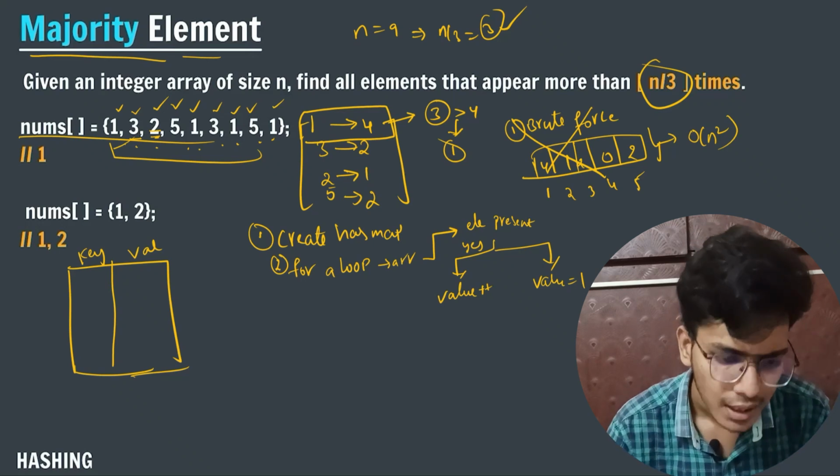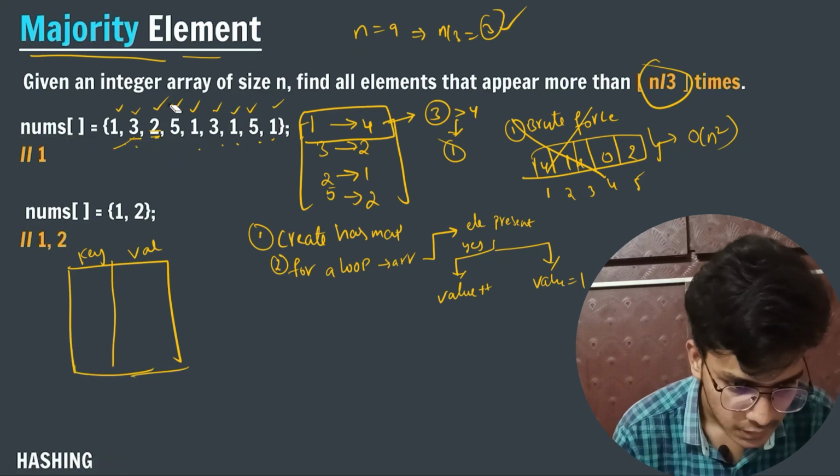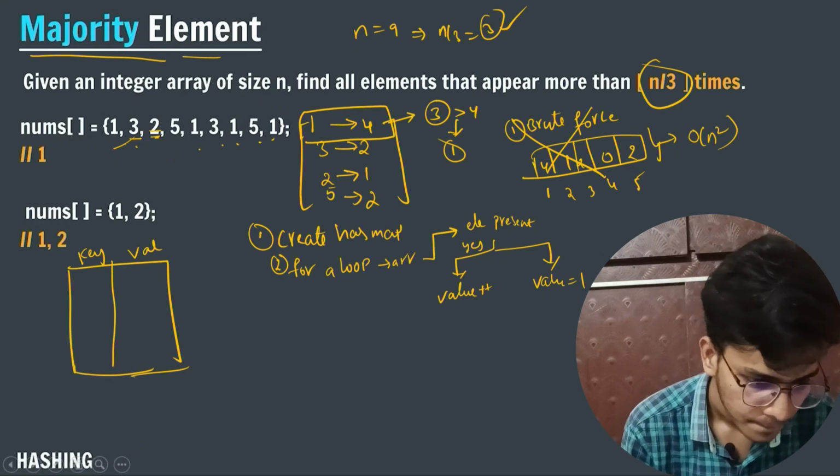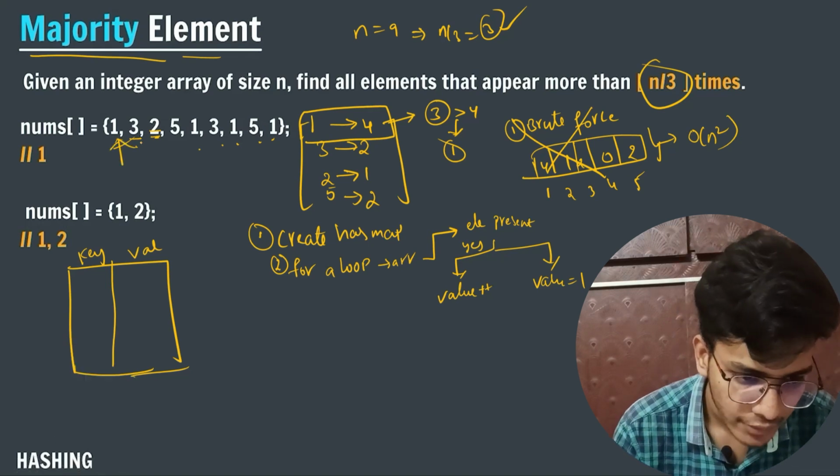Okay, so here let me erase this. Now I will run a loop. First of all I will come to 1.